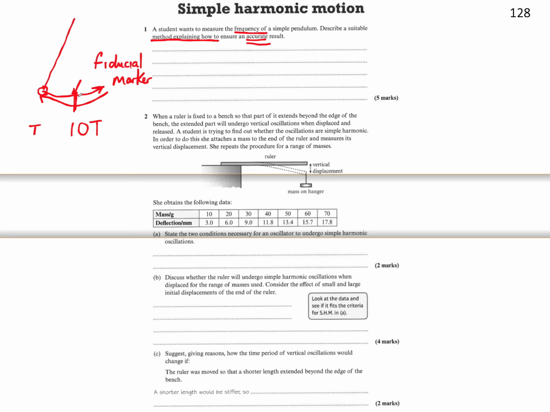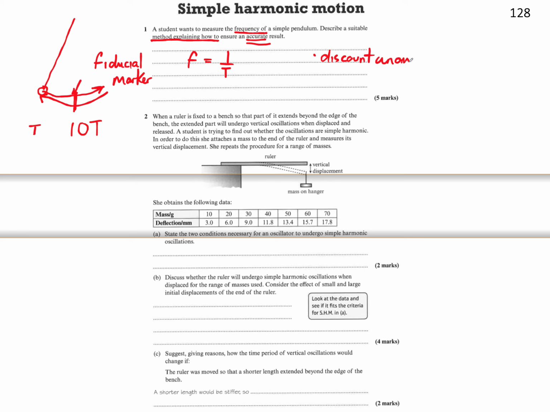So using a fiducial marker, let it do 10 cycles, then divide by 10. So you time it for 10 cycles, divide it by 10 to give you 1 time period. Do that 3 times to get an average time period, and then you need to know that the frequency is 1 over T. Other things to bear in mind: you need to get rid of anomalies. So discount anomalies, to make sure you get an accurate value of the time period and therefore the frequency.